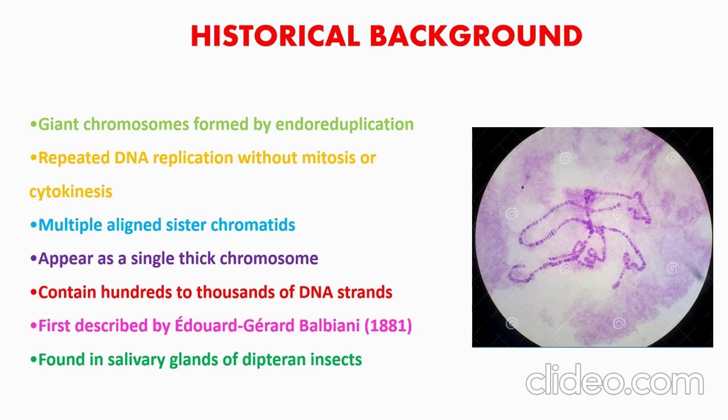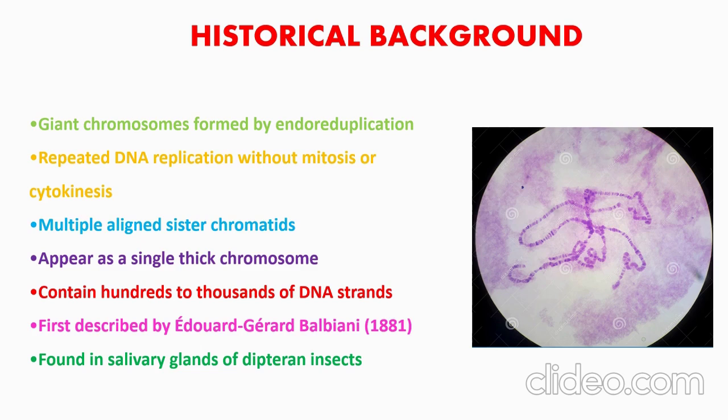Polytene chromosomes, or giant chromosomes, are highly enlarged chromosomes that arise as a result of repeated rounds of DNA replication without subsequent mitosis or cytokinesis, and this process is known as endoreduplication or endomitosis. This phenomenon leads to the formation of numerous sister chromatids that remain tightly aligned side by side, producing a single massive chromosome which can be visible under a light microscope.